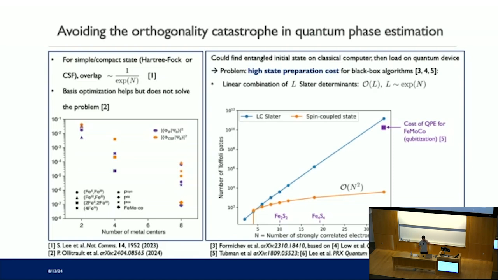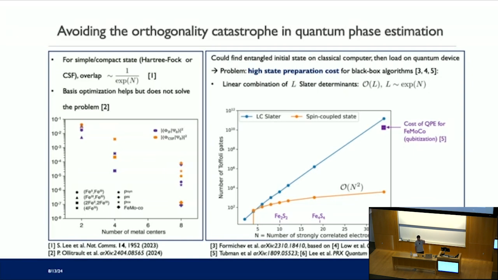And that's just going to scale with the number of states, the number of Slater determinants. And because the number of Slater determinants scales exponentially with the number of electrons, that becomes very inefficient. And so this plot that I'm showing you here, this is not real data, so you have to take it with a grain of salt.